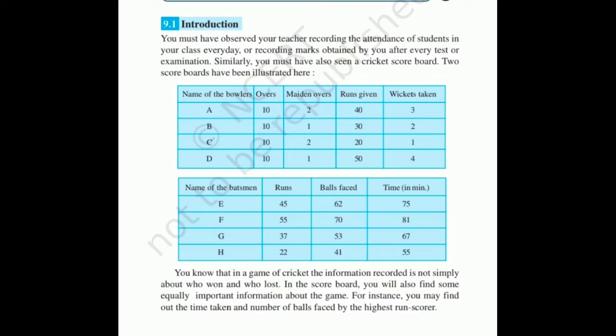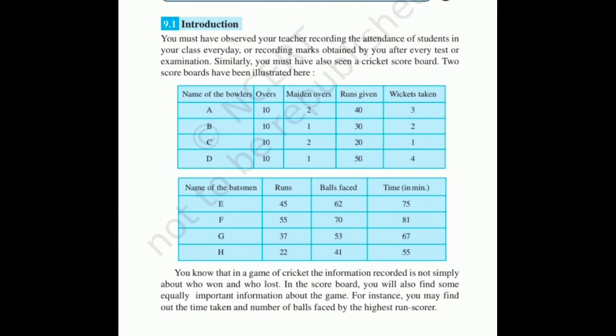You must have observed your teacher recording the attendance of students in your class every day, or recording marks obtained by you after every test or examination. Similarly, you must have also seen a cricket scoreboard. Two scoreboards have been illustrated here. Name of the bowler, then overs, then maiden overs, runs given, wickets taken. Name of the batsman, runs, balls faced, time in minutes.